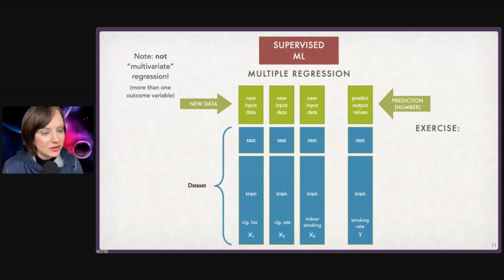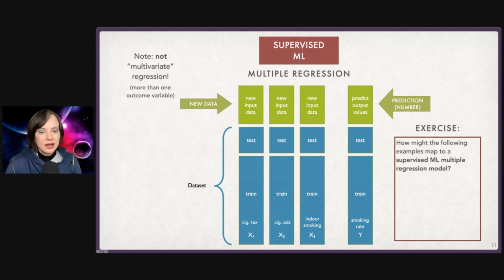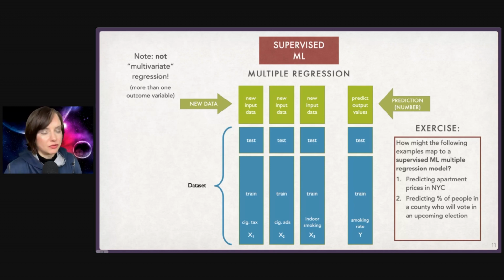So to test your understanding and just to see some intuition, pause the video, and think through how the following examples might map to a supervised ML multiple regression model. Suppose I want to predict apartment prices in New York City. So that's my Y. What might my attributes X1, X2, X3 be? Suppose I want to predict the percentage of people in a county who will vote in an election. What might my X1, X2, X3 be? One of the best ways to build an intuition for ML is to imagine how you would construct a model or how you would set this up. And so I really do encourage you to think it through.